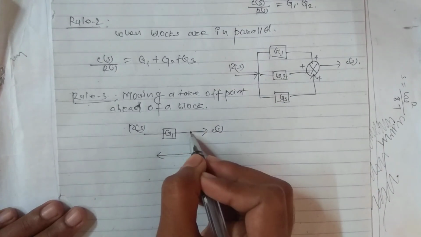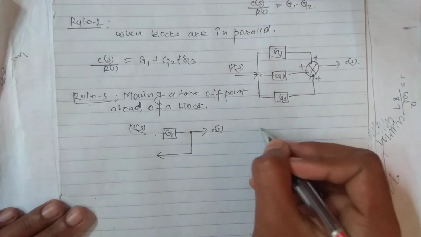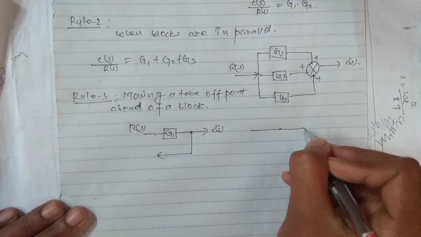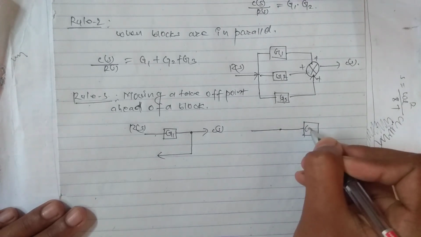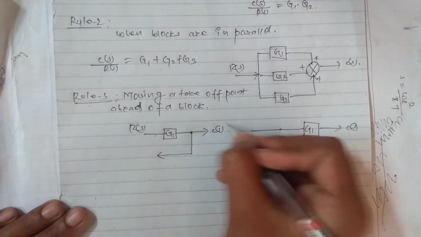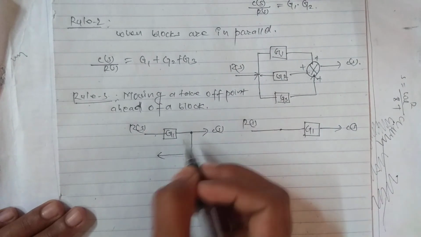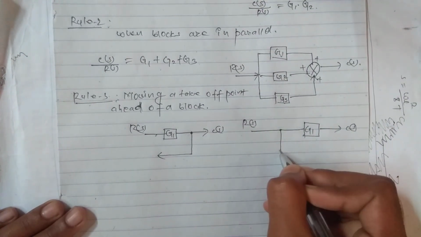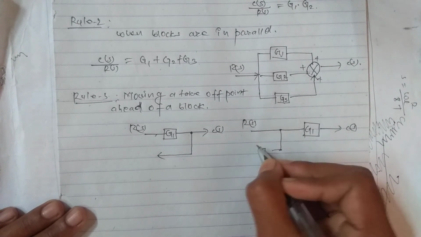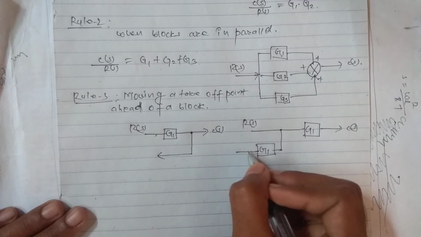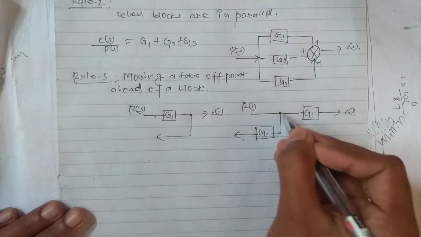If we need this takeoff point here, for this we can draw it as G1 here, and here we have C(S), and here we have R(S). Suppose we need this takeoff point here, so for this we can write G1 here, and this is our required diagram.